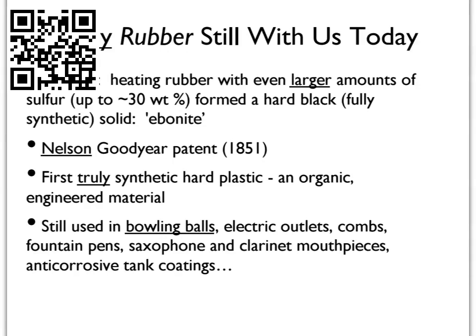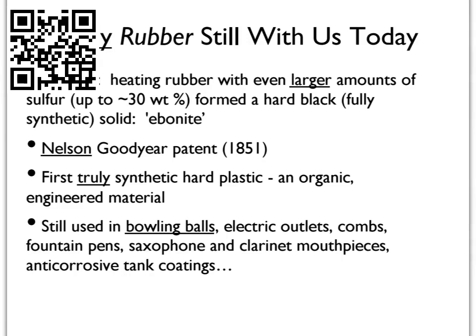And so one of the interesting things is that there's an early rubber that we still work with today in a relatively minor context. If you take a small amount of sulfur, you can make rubber weatherproof. If you take a larger amount of sulfur, you can make it a hard solid. And so a different Goodyear, Nelson, achieved a patent on this, and this was the first truly synthetic hard plastic.